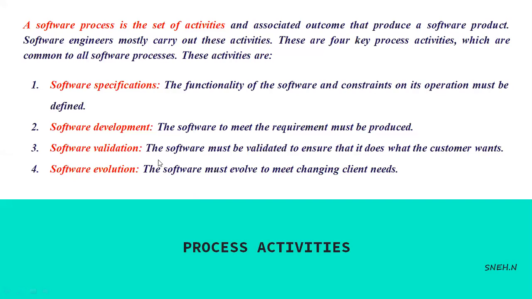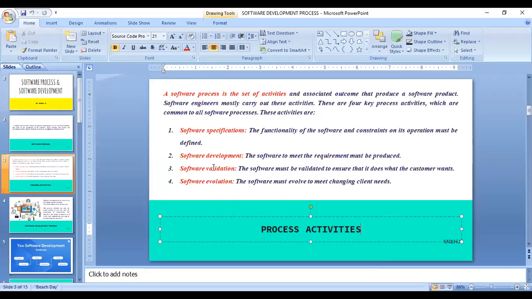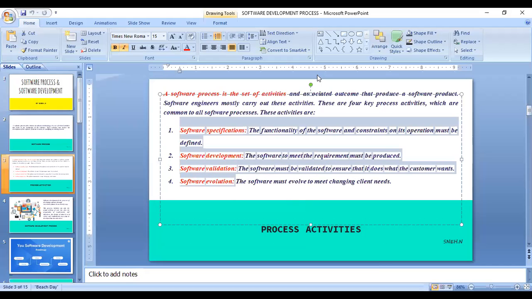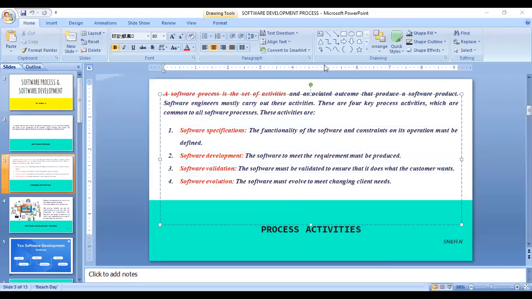After the coding is done, there is a stage where we have to test the software and check whether it is running correctly or not. That is called software validation. And then we have software evolution, which is all about the maintenance of the software. So when they ask you what the different activities carried out during software development are, these are the 4 activities: first is software specification, second is software development, third is software validation.